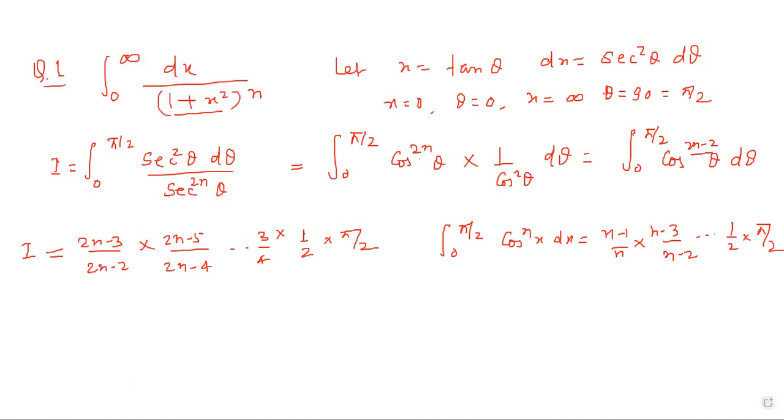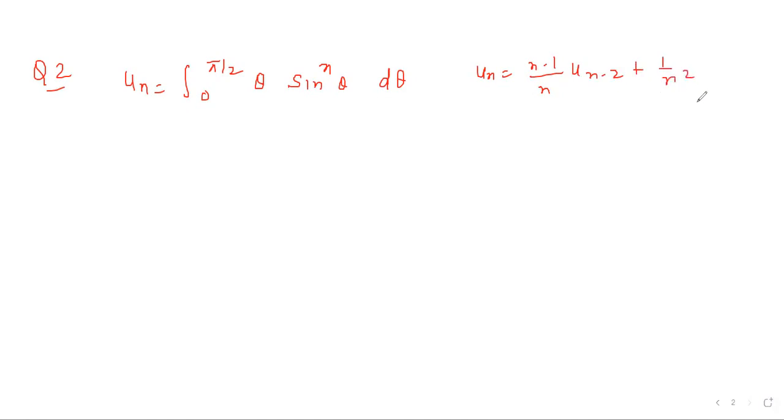Now consider the next question. Question number 2. We are given un equal to integral 0 to pi by 2 of theta sine power n theta d theta. We have to prove that un is equal to (n minus 1) upon n times un minus 2 plus 1 upon n square. And after that, one more result is to be derived, and that is u5 is equal to 149 divided by 225. Let's see how.